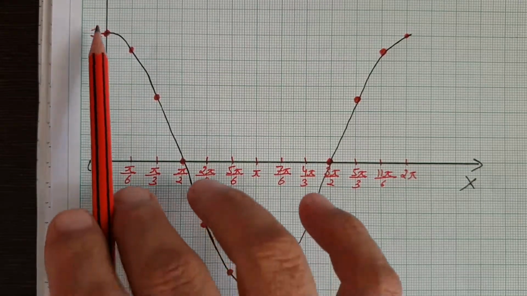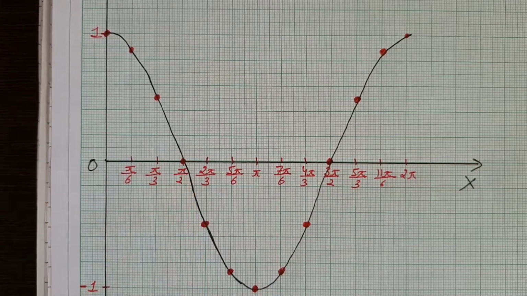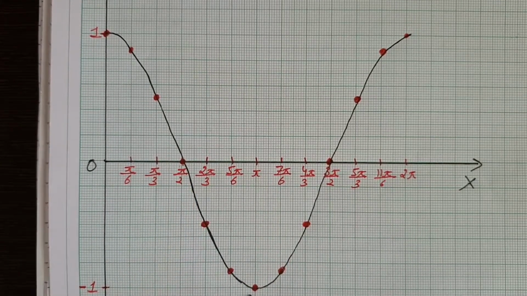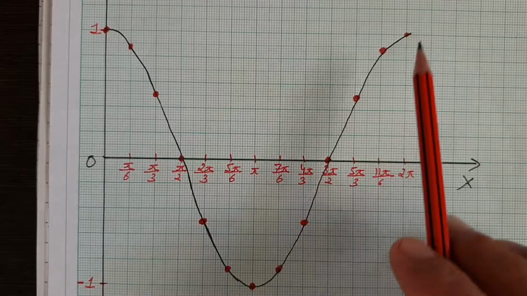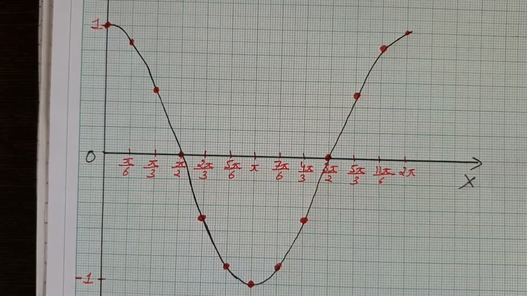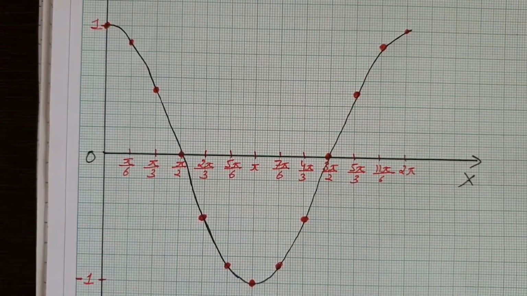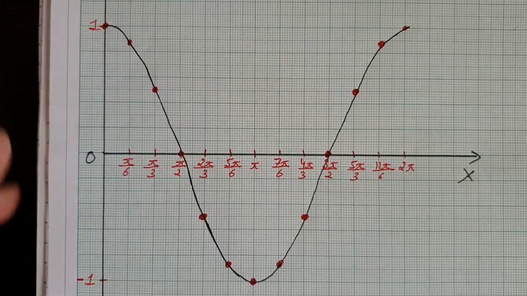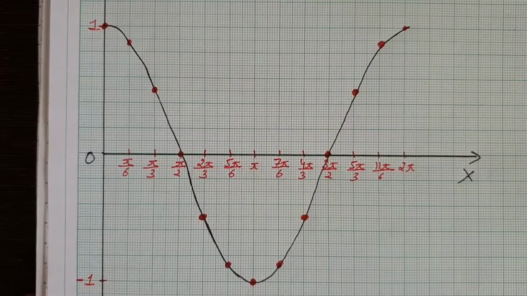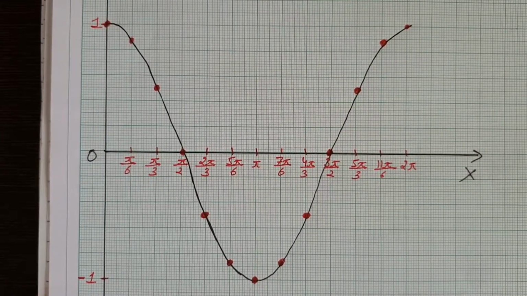So you see cos 0 is 1, cos pi by 2 is 0, cos pi is minus 1, cos 3 pi by 2 is 0, cos 2 pi is again 1. So again, the range of the graph of cos x is 1 to minus 1. So you can see the graph.